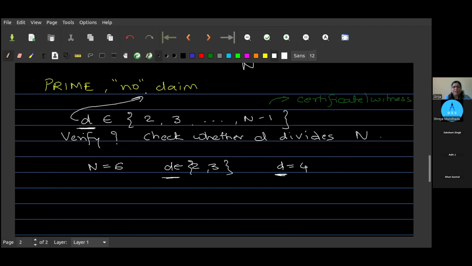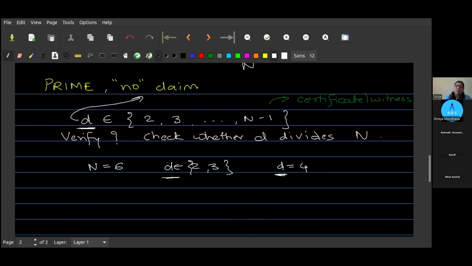What about prime with a yes claim? I was not planning to discuss that, but let's discuss it now. Prime with a yes claim. If your friend comes to you and says that yes, it is prime, what should he or she give you so that you are convinced? What kind of certificate do you expect? No divisor divides it. From 2 to n minus 1, no divisor should divide n. Exactly, but then that is the solving, right? That is just solving.